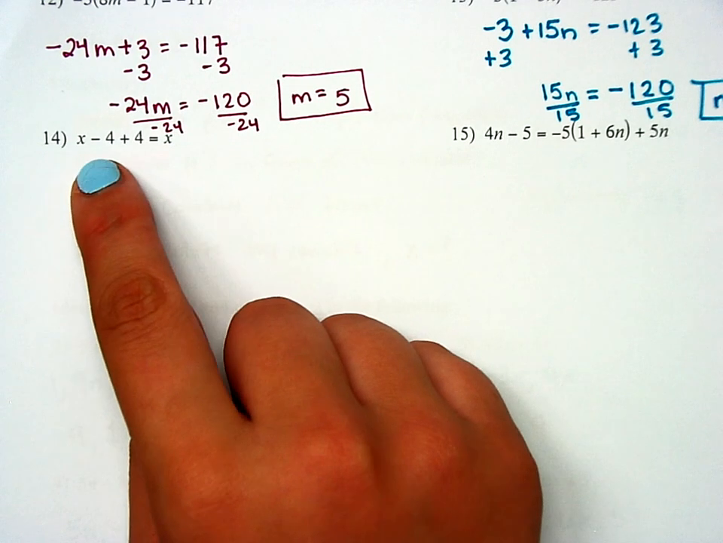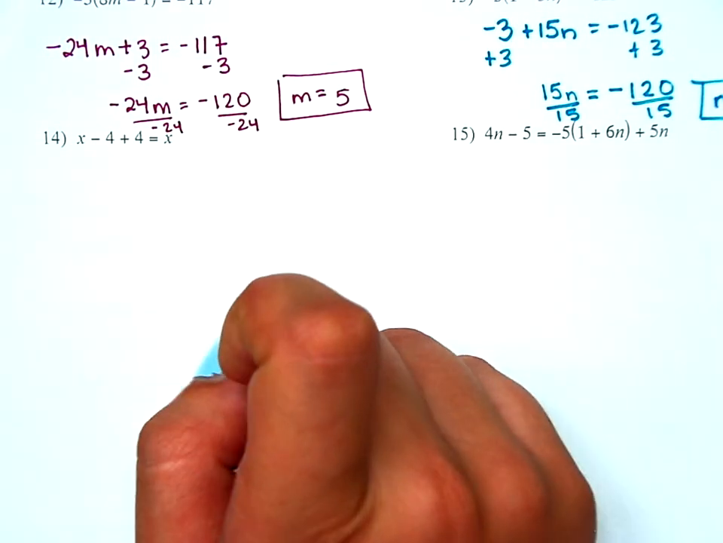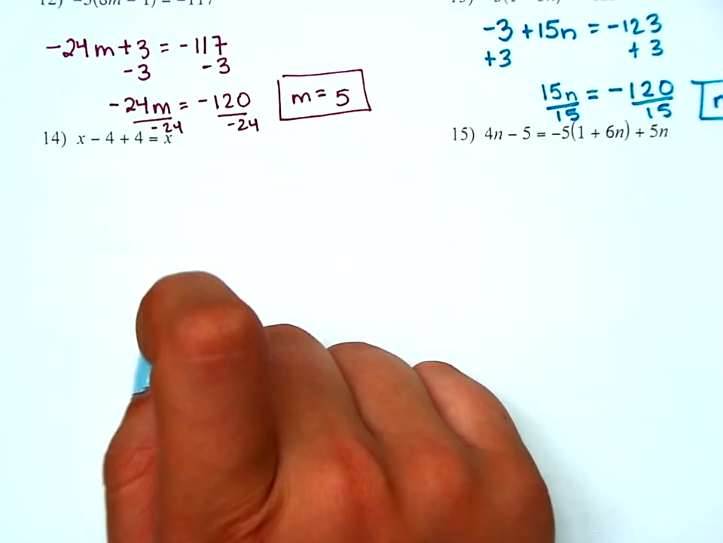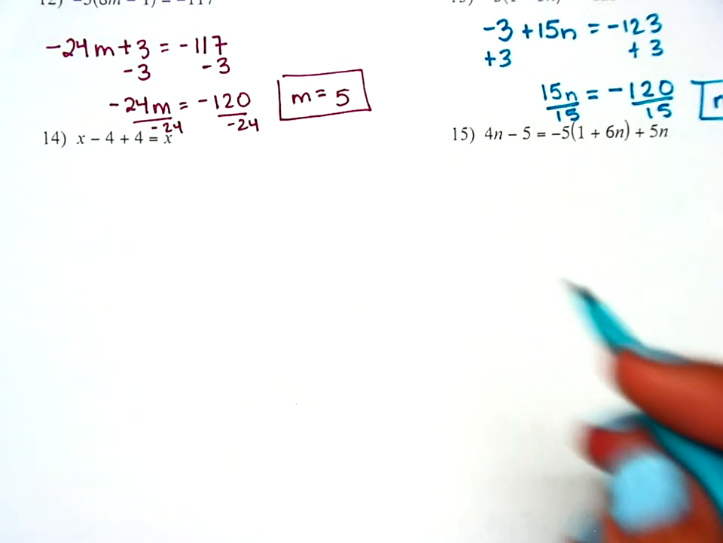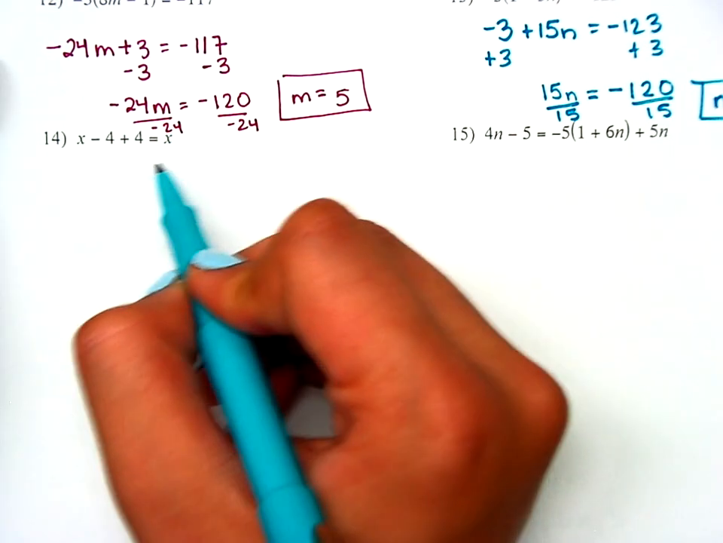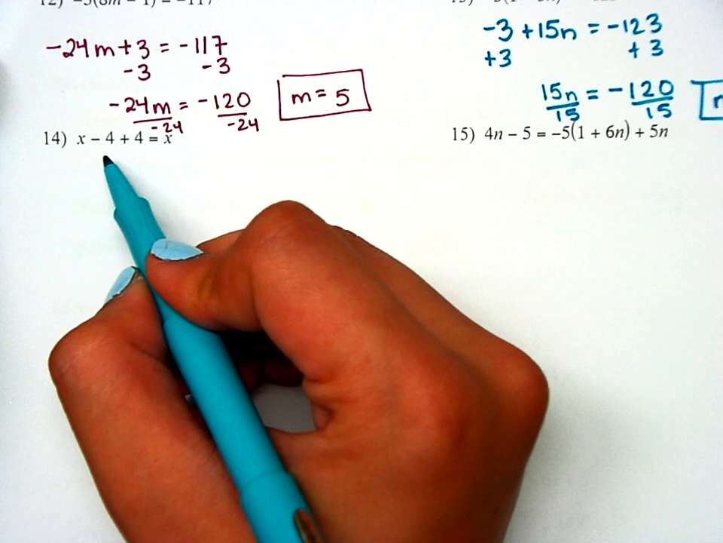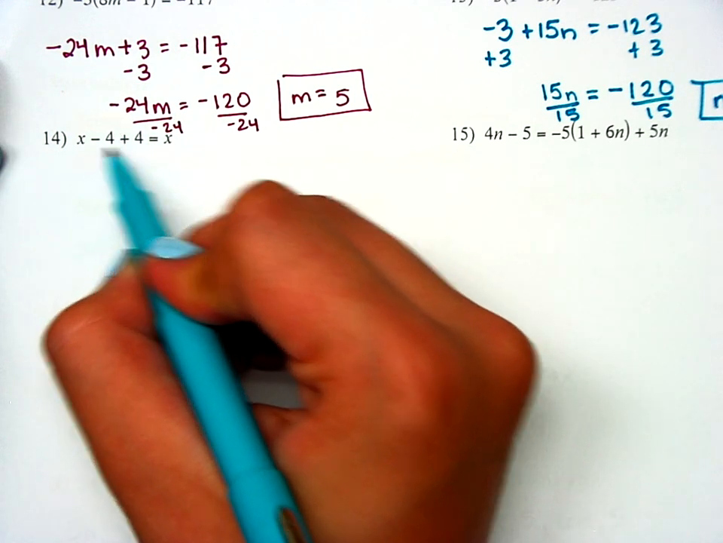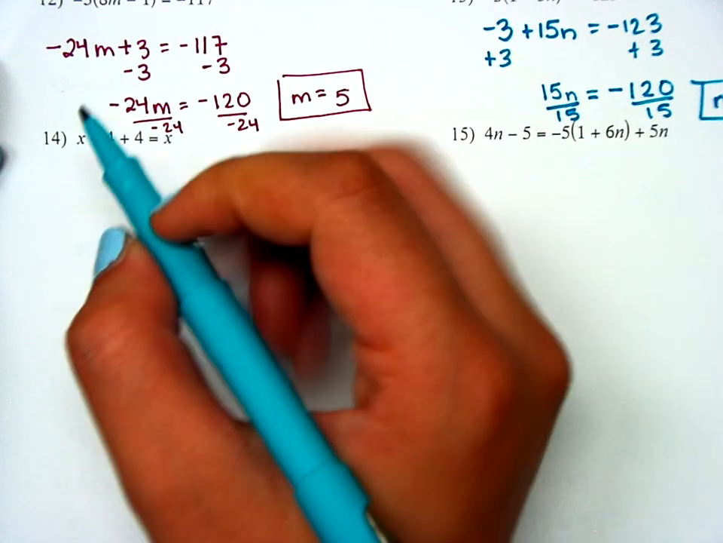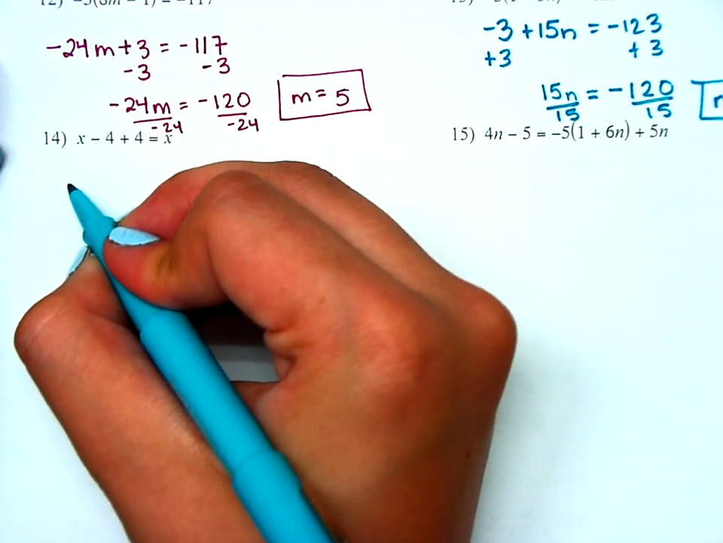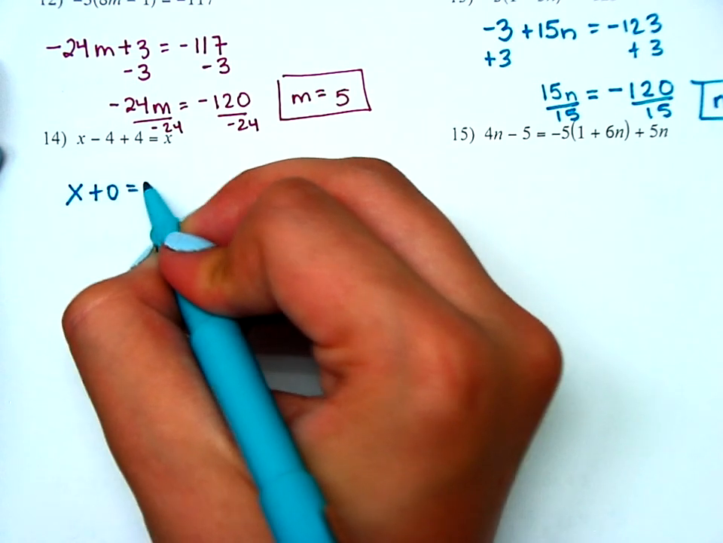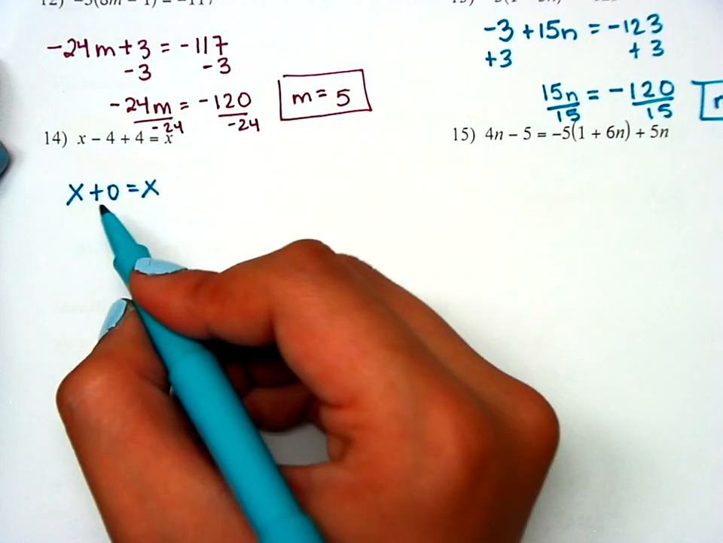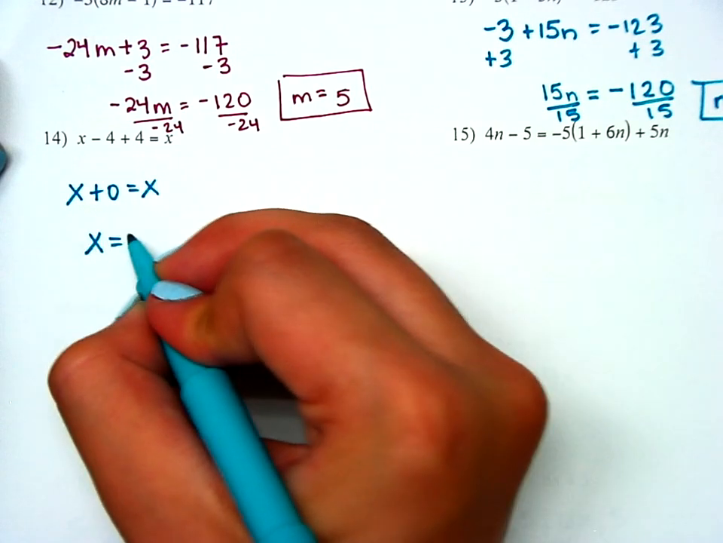I've got x minus 4 plus 4 equals x. Ooh, I've got some variables on both sides of the equation. Let's try this out. Okay, so first step, distribute. Don't need to. Second step, combine like terms. Ooh, okay, so I have a negative 4 and a positive 4 on the same side of the equation. So let's bring down this x. Negative 4 plus 4 is 0. We don't really need to write that 0, so we can just write x equals x.